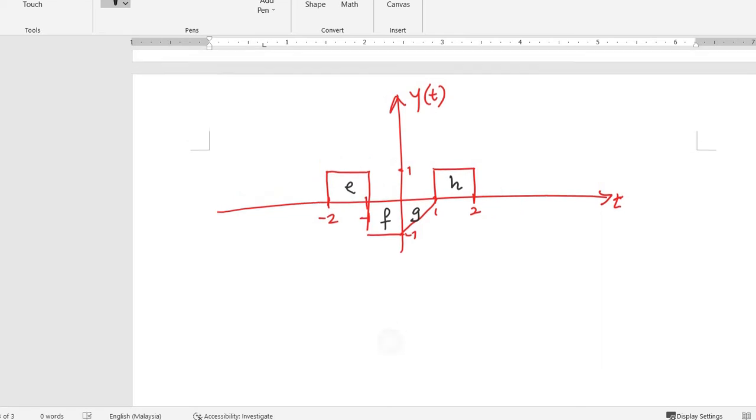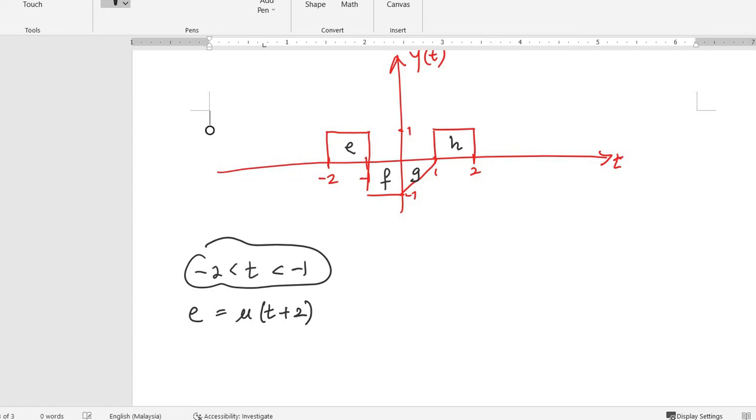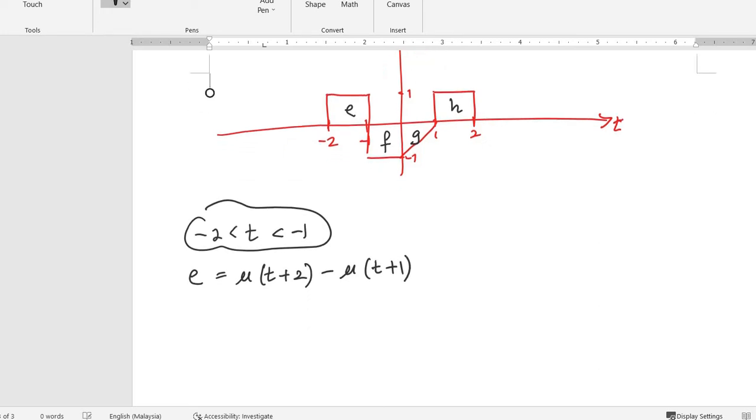So I want to find E. Okay, E is equal to what? For the range negative 2 to negative 1, E is equal to unit step u(t+2), because it starts from negative 2 until negative 1 only, so it minus u(t+1). And then for the F, it is from the range of negative 1 to 0.